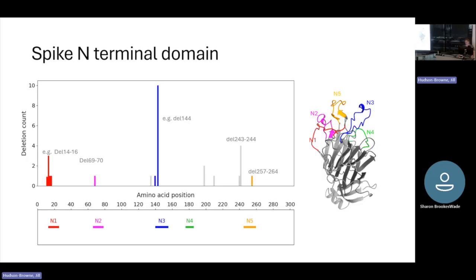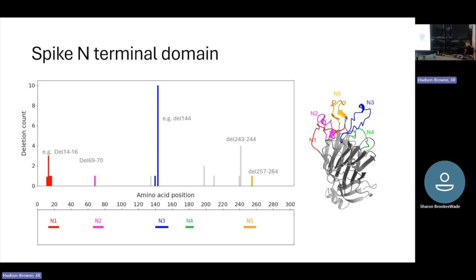So when we take all of the deletions in the N-terminal domain and map them to structure, it becomes a bit more clear what's happening. The N-terminal domain has these flexible loop regions called N1 to N5. And when we map our deletions to the structure, what we see is that these deletions are emerging inside these loop regions. These loop regions have been previously heavily implicated in antibody binding. The N1, N3, and N5 loops together form the antigenic supersite, which has been defined in some previous work.